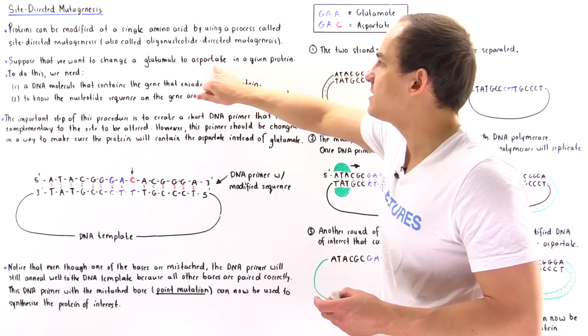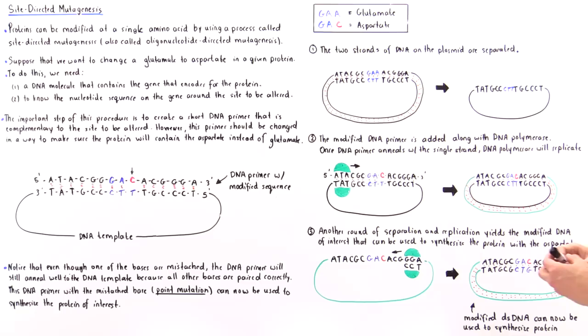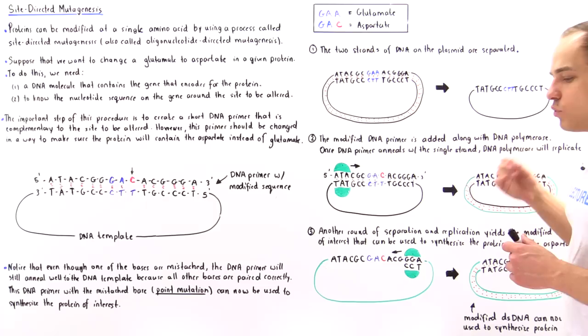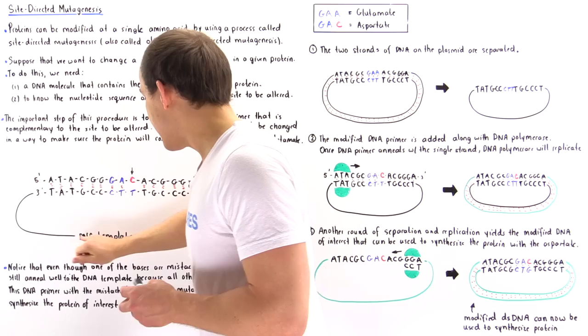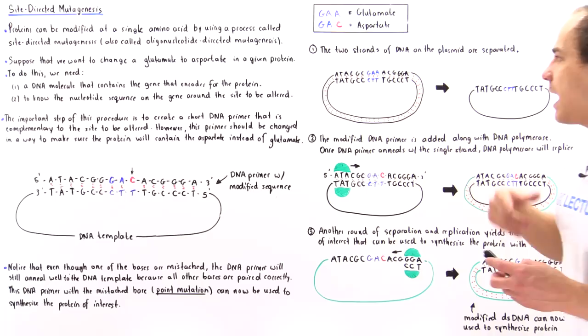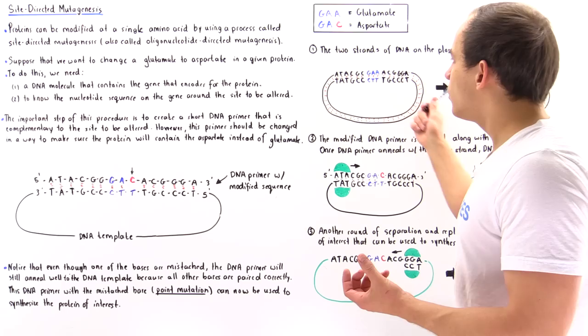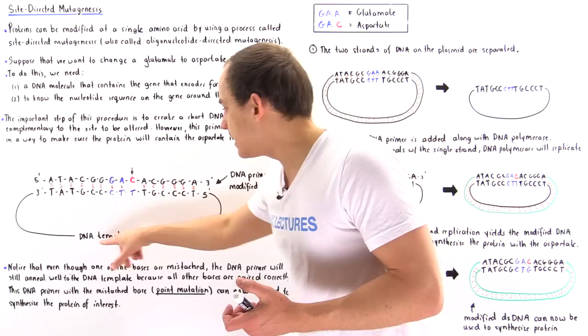Now, let's actually take a look at the following three steps that we have to follow to form that protein that will contain the aspartate instead of glutamate. So in step one, we take that plasmid double-stranded DNA molecule that contains this DNA template that we studied in this diagram. And so this is our plasmid. Notice the plasmid contains this same DNA sequence that we discussed in this diagram. And so before we can replicate, we actually have to separate these two strands of DNA, and we have to isolate this DNA template of interest.